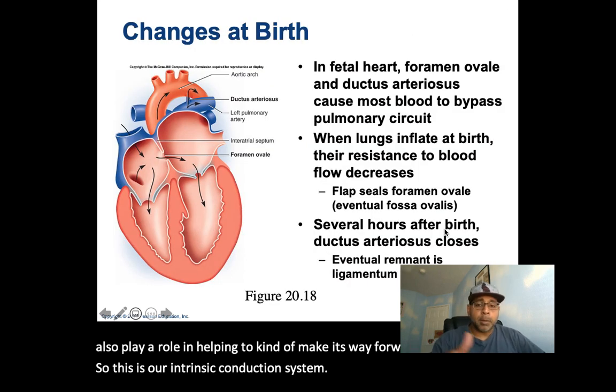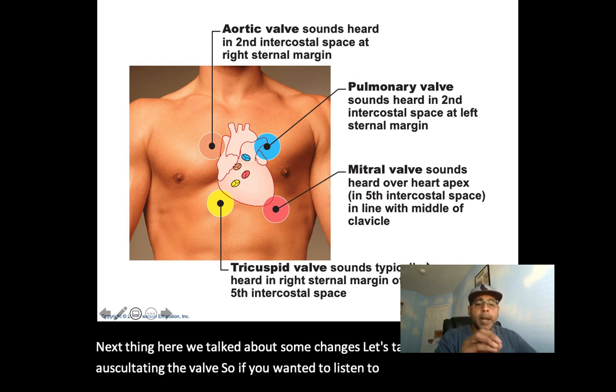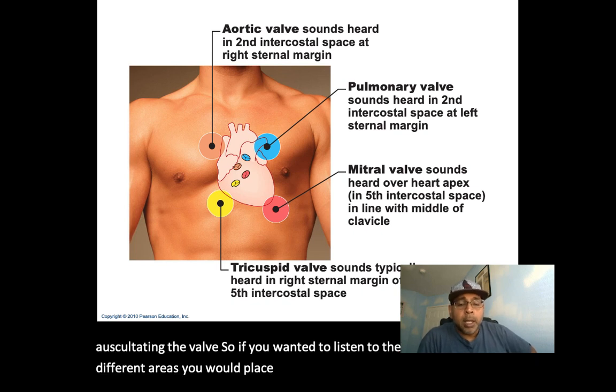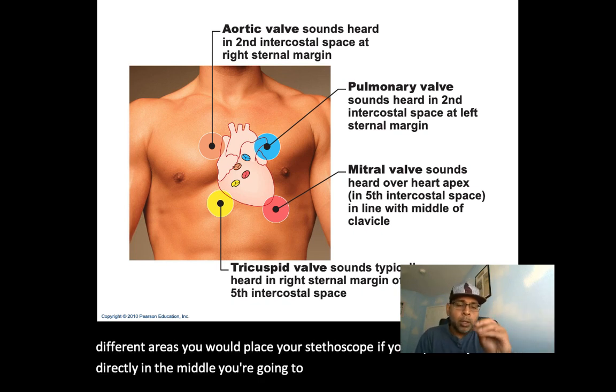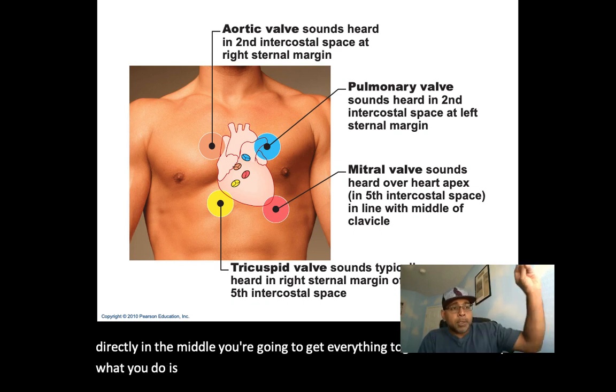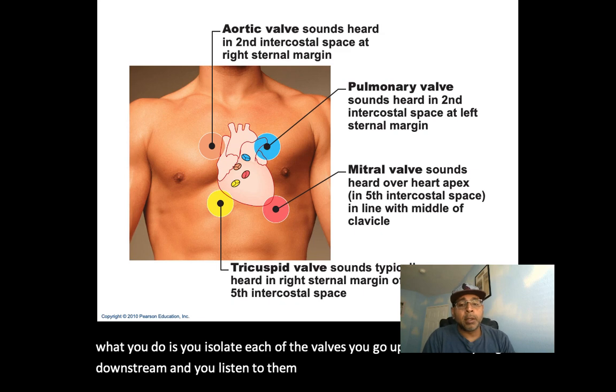Next in here, we talked about some changes. Let's talk about then auscultating the valve. So if you wanted to listen to the valve, these are the different areas you would place your stethoscope. If you were to place it just directly in the middle, you're going to listen to everything together. So this way, what you do is you isolate each of the valves. You go upstream and you go downstream and you listen to them individually. You will do this in a physio lab.